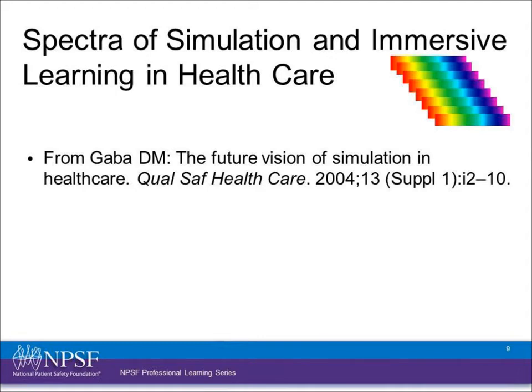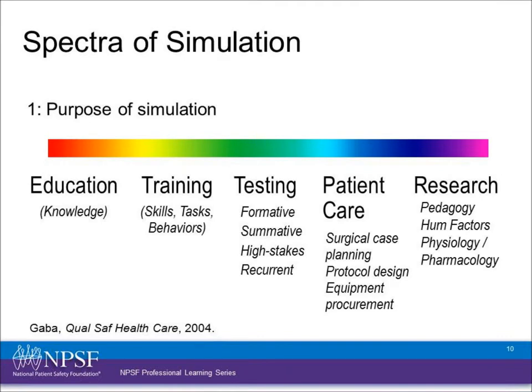In an article in 2004, he described 11 different spectra of simulation and immersive learning. I'm going to describe 3 of those to give you a little bit of feeling about the breadth of this technique. For the purposes of simulation, it can be used to impart knowledge for education. It can be used for training in skills, tasks, or behaviors. It can be used for testing, whether it's formative, that is just giving feedback, summative, which is actual pass-fail, high stakes for licensing, or for recurrent training.